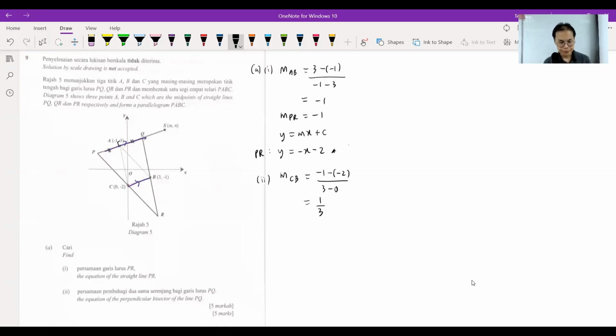Positive 1 over 3. Now, let me write PB first. Gradient of PQ first. Gradient of PQ is also 1 over 3 because they're parallel. Because the line that you're finding, the perpendicular bisector, is perpendicular to PQ, we know M1, which is PQ, times M2, the result must be negative 1. So M2 is the gradient of this perpendicular bisector. So this is negative 3.